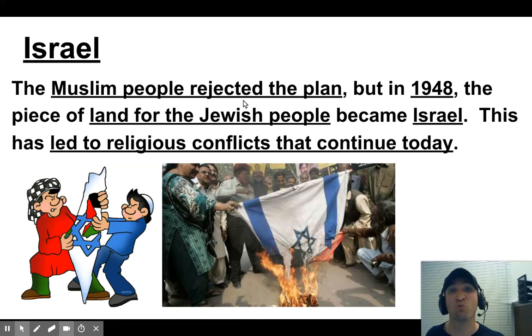Well, the Muslim people rejected the plan, but in 1948, the piece of land for the Jewish people became Israel. This has led to religious conflicts that continue today between the Israelis and the Palestinians. And you see some Palestinian Arabs are burning the Jewish Israeli flag. People are angry about this, and the anger continues.